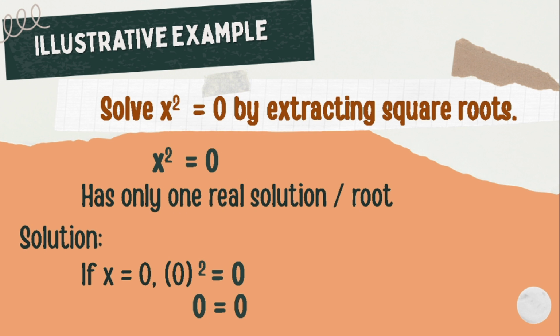Since x squared is equal to 0, then the equation has only one solution, which is x is equal to 0.